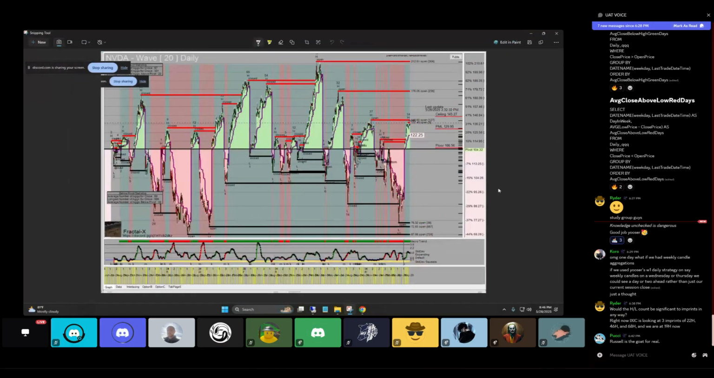But you can see that wave 20 right there. That's a pristine fractal trend line on Russell's setup. And the wave 20 on the NASDAQ composite has a pristine setup as well.